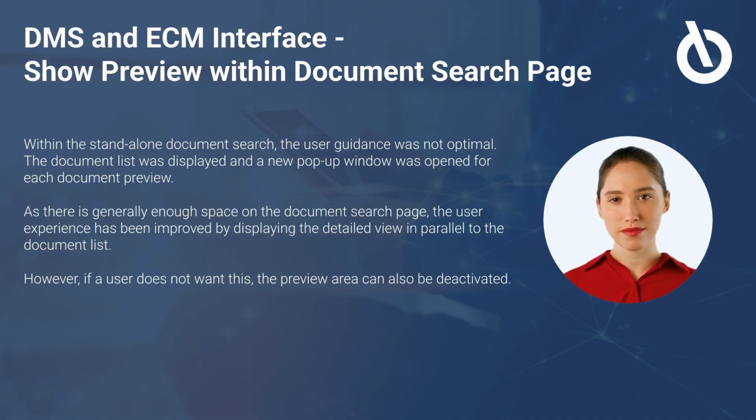Now let's have a look at the new preview in the document search page. Within the standalone document search, the user guidance was not optimal. The document list was displayed and a new pop-up window was opened for each document preview. As there is generally enough space on the document search page, the user experience has been improved by displaying the detailed view in parallel to the document list. However, if a user does not want this, the preview area can also be deactivated.